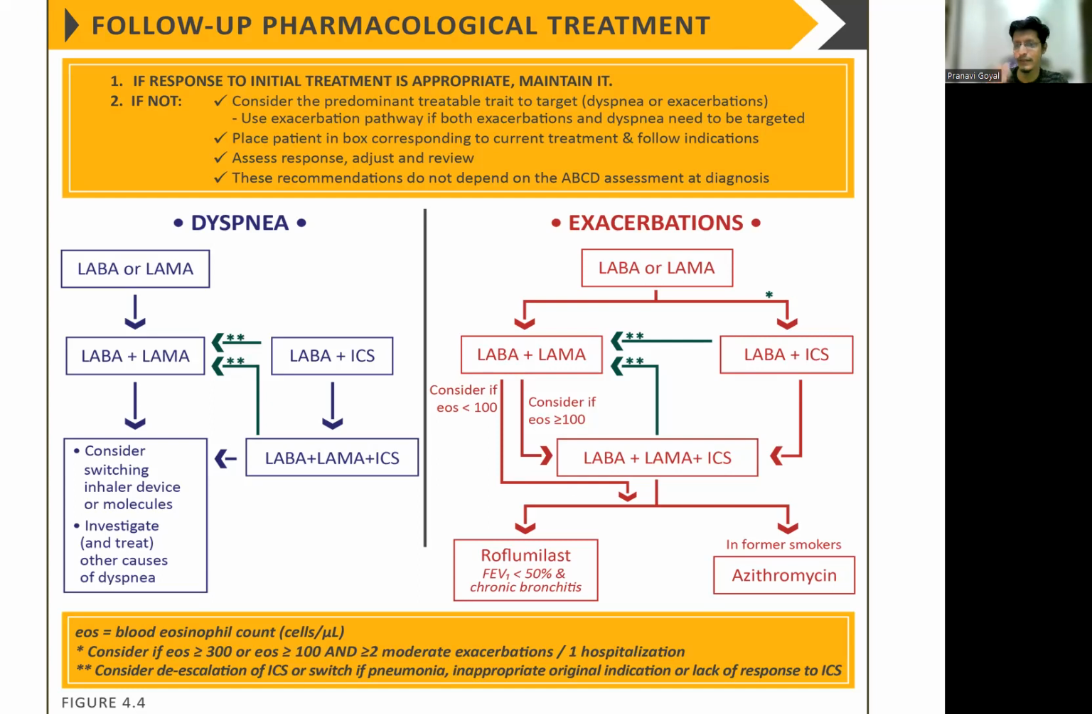Now, if the patient is coming to you with exacerbations and he's on LABA and LAMA, in that case you either combine LABA with LAMA or you combine LABA with inhaled corticosteroids. In case your eosinophil count is more than 300, you give inhaled corticosteroid. If still after giving the three drug combination there is no relief, if the patient is a former smoker, you can add azithromycin, and if the patient is in a chronic bronchitis state and FEV1 is less than 50%, you add roflumilast.